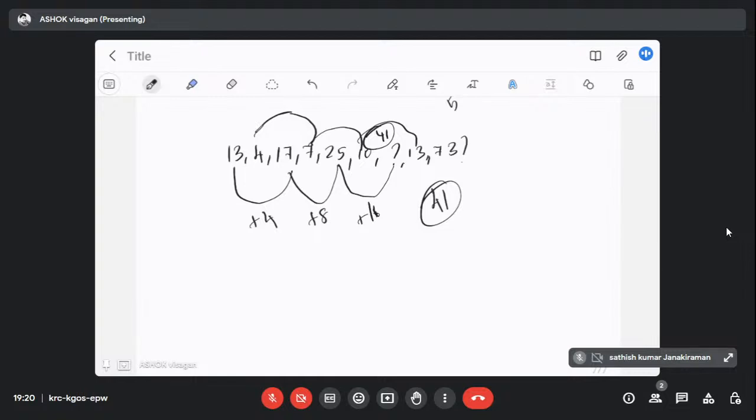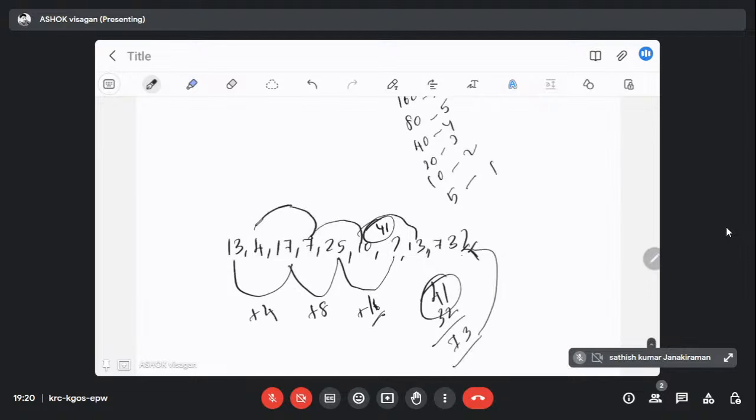check with the next set of the series. 16, another double the 16 is 32. If you add 32 with 41, the answer is 73, which is already there. So this flow is correct. This answer is correct. So this is the answer.